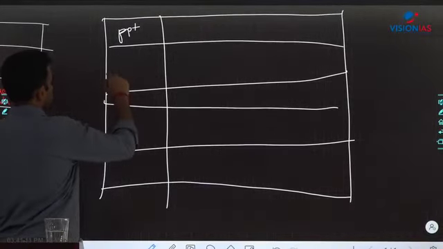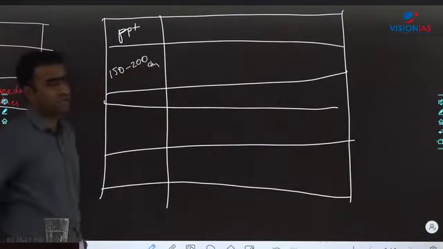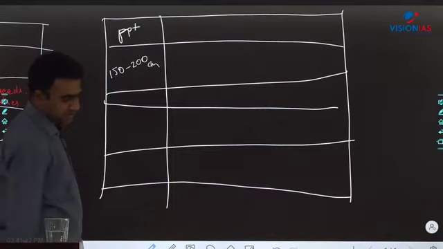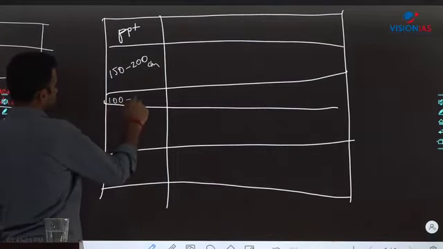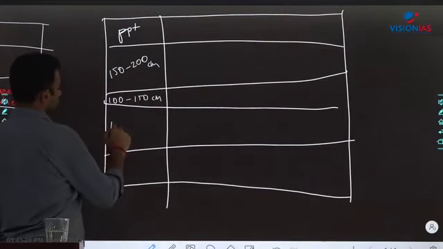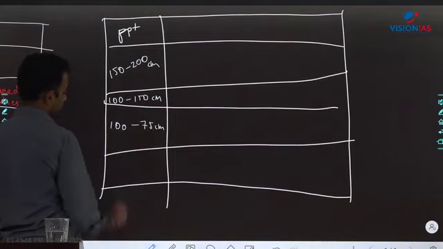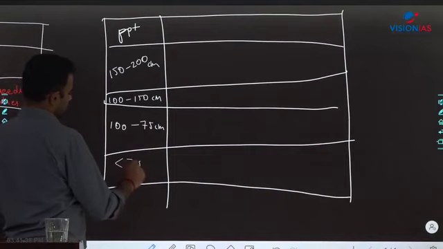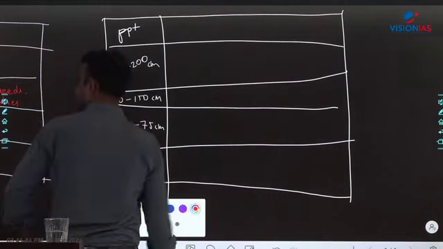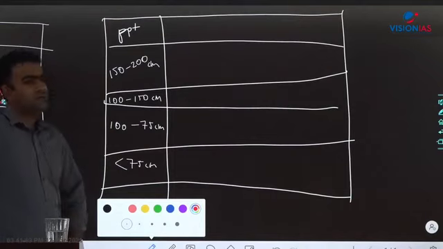The first group is between 150 to 200 centimeters. That means a very heavy rainfall is required here. 150 to 200 centimeters. Second one, 100 to 150 centimeters. Third one, 100 to 75 centimeters, and the fourth, which is less than 75 centimeters. We have 4 groups here. Fine.